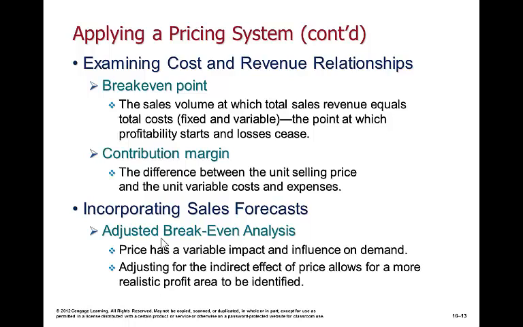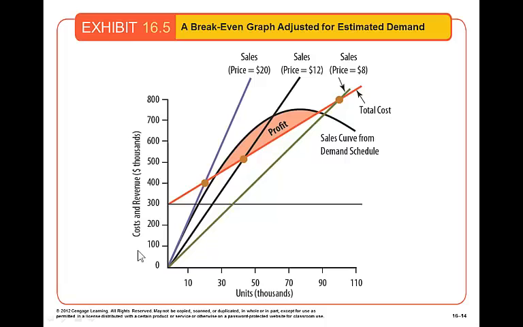Now let's look at the situation where we're starting to look at the dynamic relationships between pricing and cost, and we'll find out that price has a variable impact and influence on demand, and so we have to be able to adjust for that as we do our forecast or our pricing analysis. So now let's look at a dynamic situation where we have a sales curve that's generated from our demand schedule.